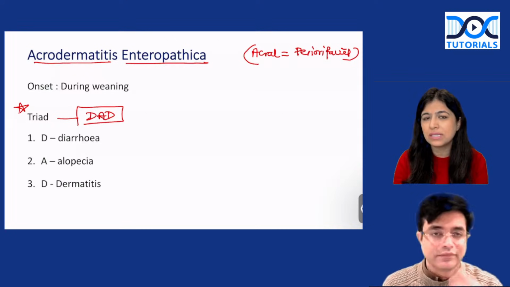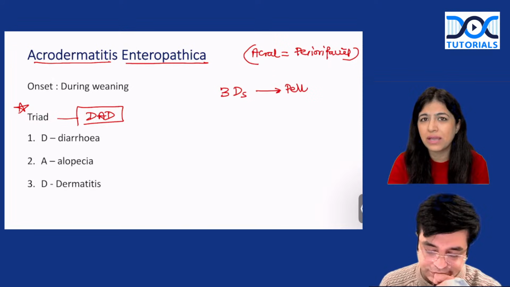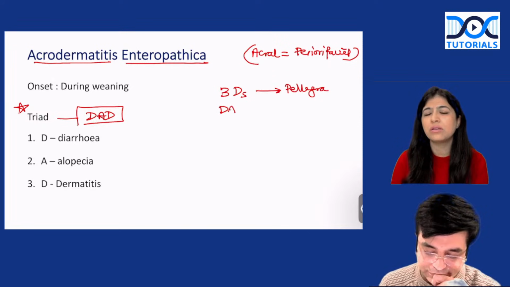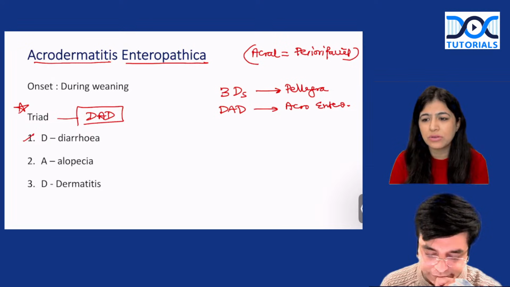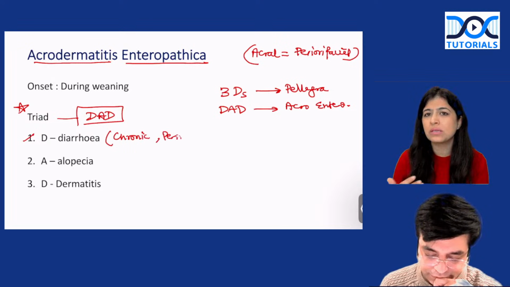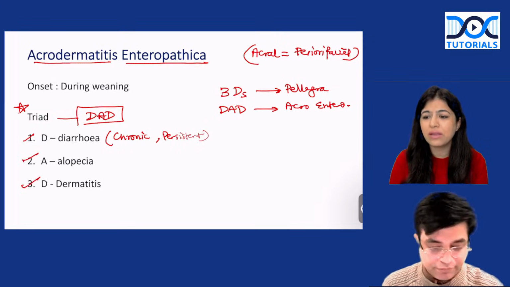Remember from A of the disease, A here, this is diarrhea, alopecia, and dermatitis. Diarrhea is again the first manifestation here. Patient generally presents with chronic, persistent diarrhea. That is your hint towards acrodermatitis enteropathica. Alopecia, yes, there can be hair loss. Dermatitis, we'll just see. So these are all the clinical features that are there.